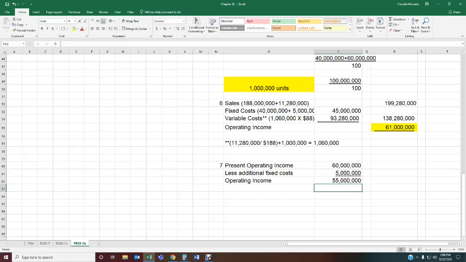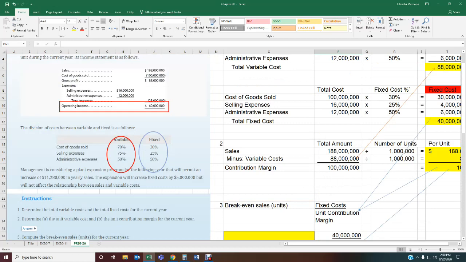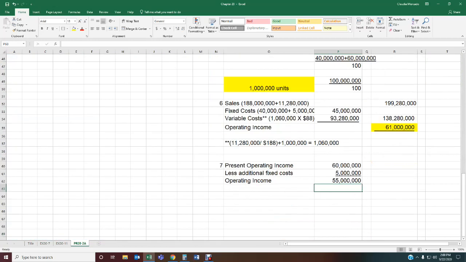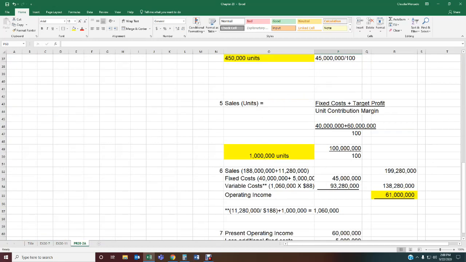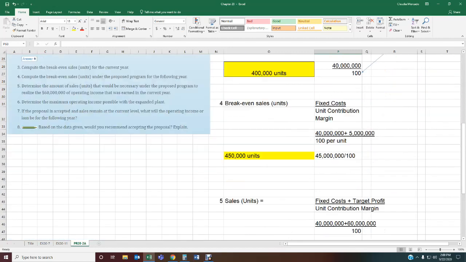Okay. So number 7 says, if the proposal is accepted and sales remain at the current level, what will the operating income or loss be for the following year? Okay. So instead of having operating income of 60 million, we're going to have operating income of 55 million because of that additional 5 million that was spent on those increase in fixed cost for the year. Okay.